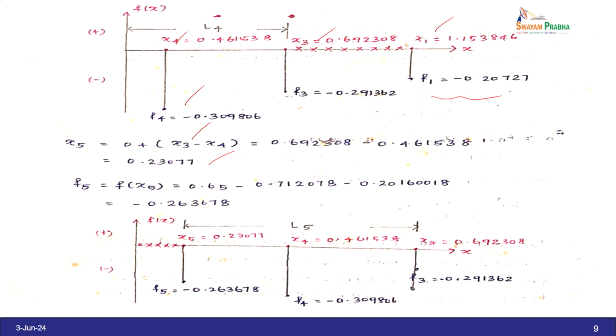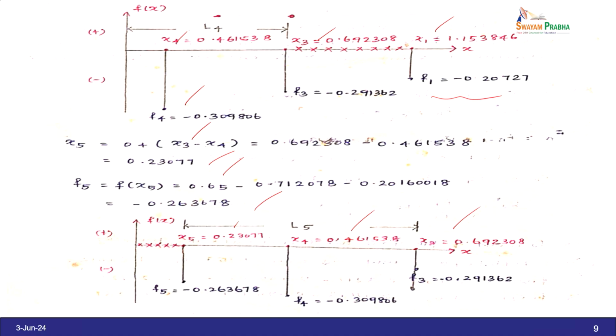So, f of x5 equals 0.65 minus 0.712078 minus 0.2016, we have minus 0.26, and take the value of x5, x4, x3. x5 is 0.02377 and compare with x4, x4 is greater than, therefore x5 is less than x4, x4 is less than x3.